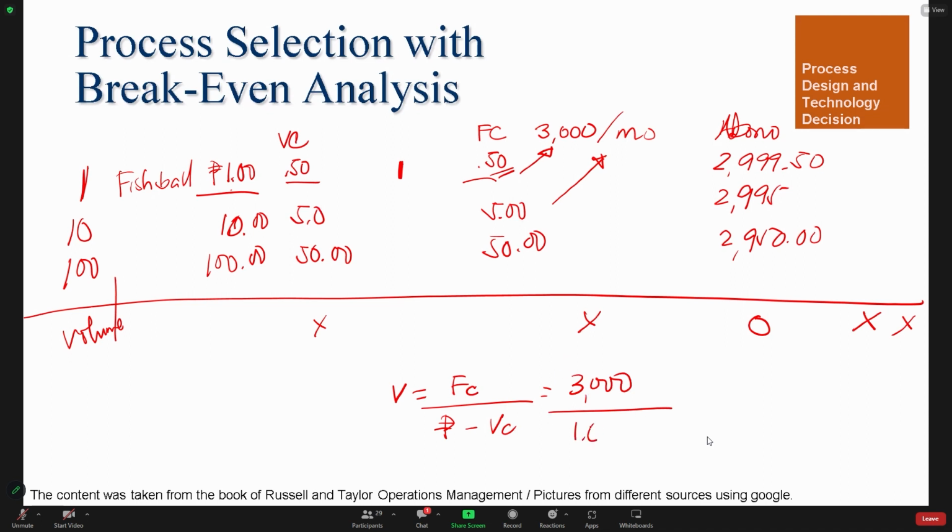Okay? Over, how much is the price? 1 peso. Magkano ang variable cost? 0.50. So, 3,000 divided by 0.50. Okay, magkano, ilan ang kailangan kong ibenta? Okay, you need to sell 6,000 fishball. Oh, kung naka 6,000 fishball tayo, magkano ang variable cost? Di ba? 50%, 50 centimos. Okay? So, 3,000, 50%. So, magkano yan? That's 6,000 fishball.